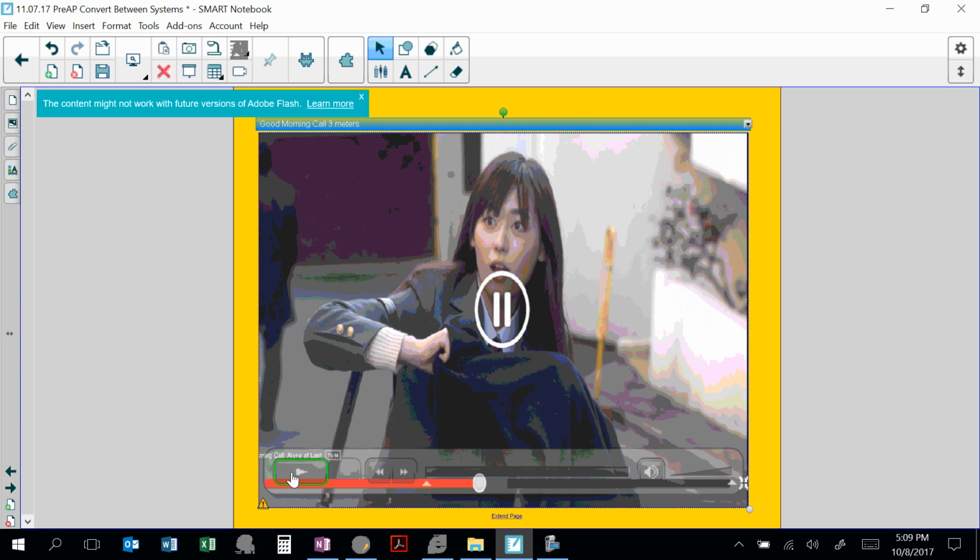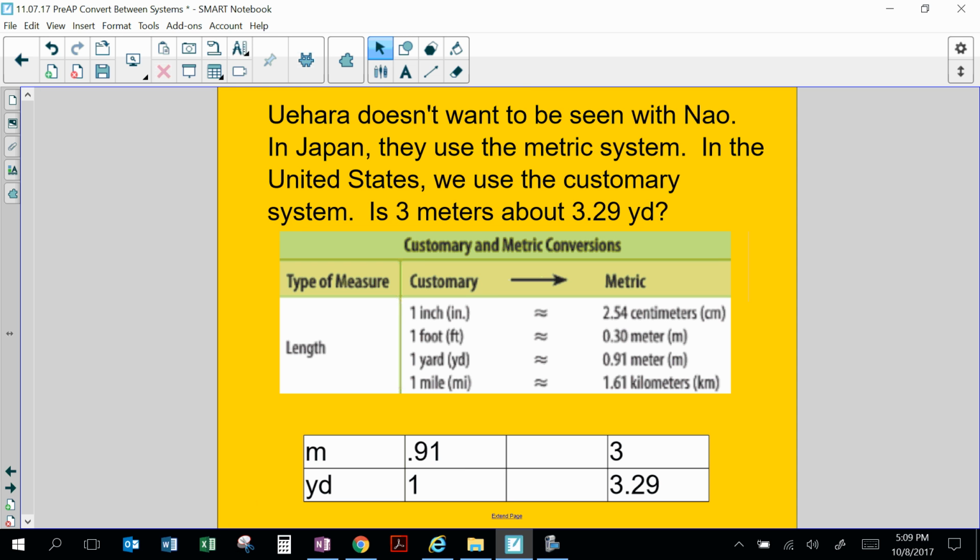Aww. So he is Yuhira. He is a very popular student in Japan, in this Japan high school. What's her name? She is Now. Yuhira does not want to be seen with Now. So he's like, you stand back from me. You stand 3 meters away from me.